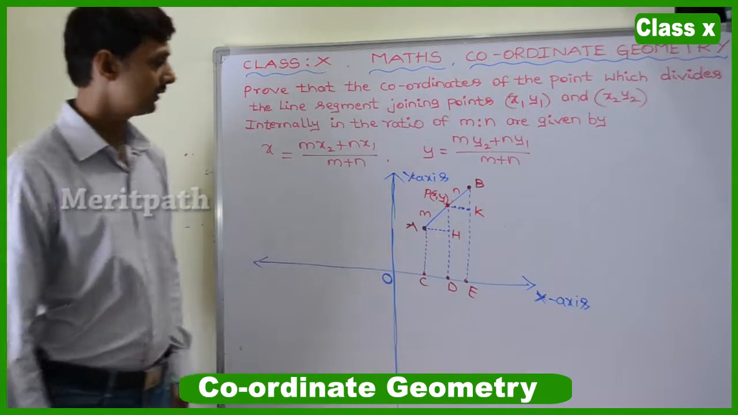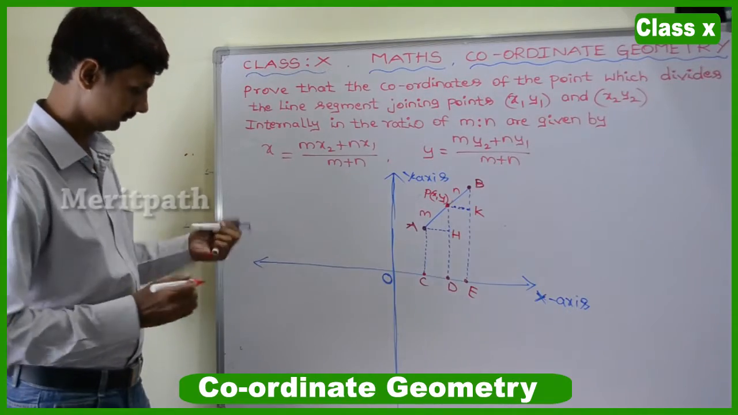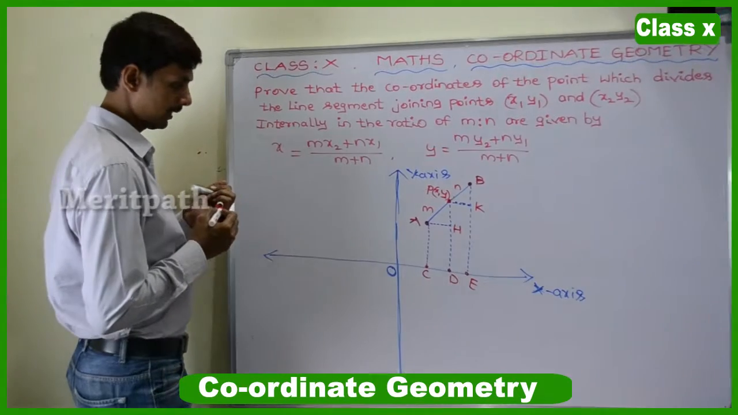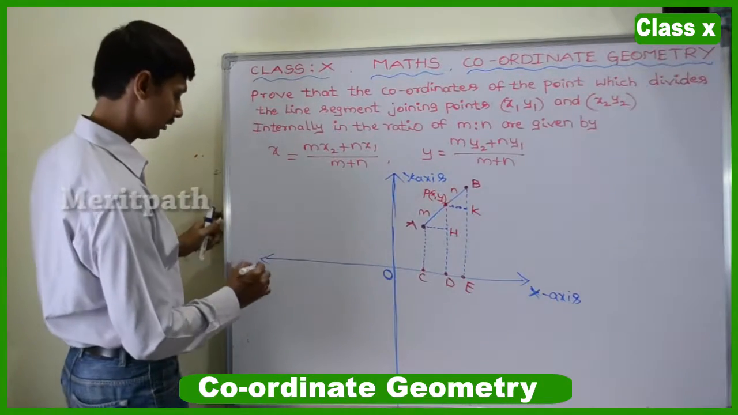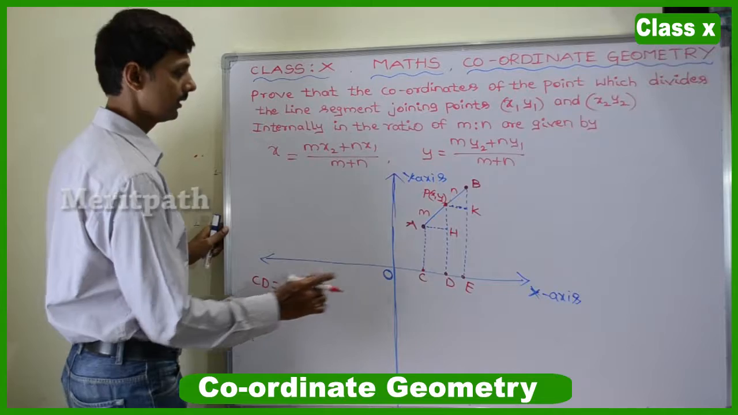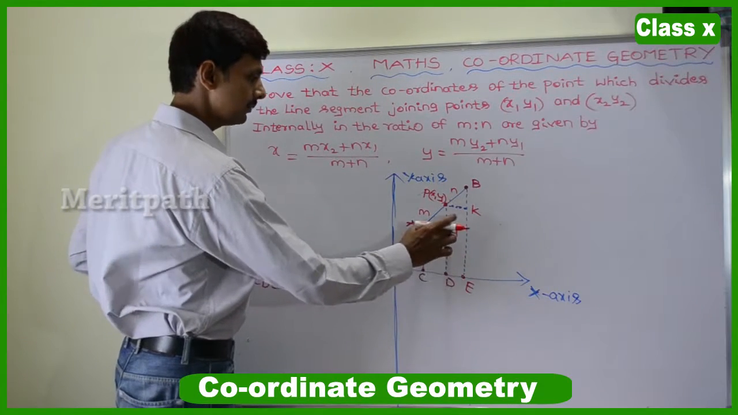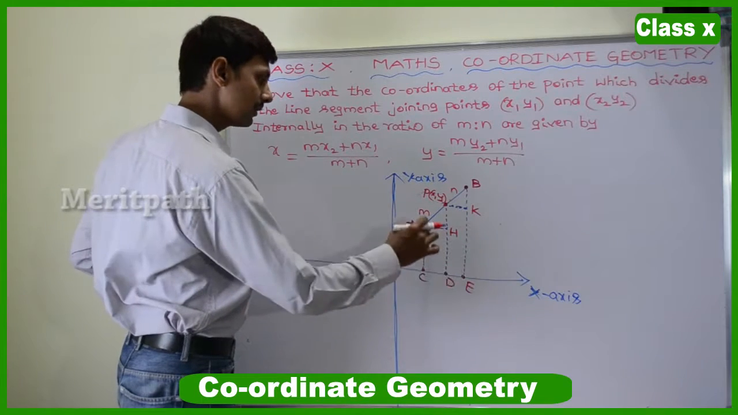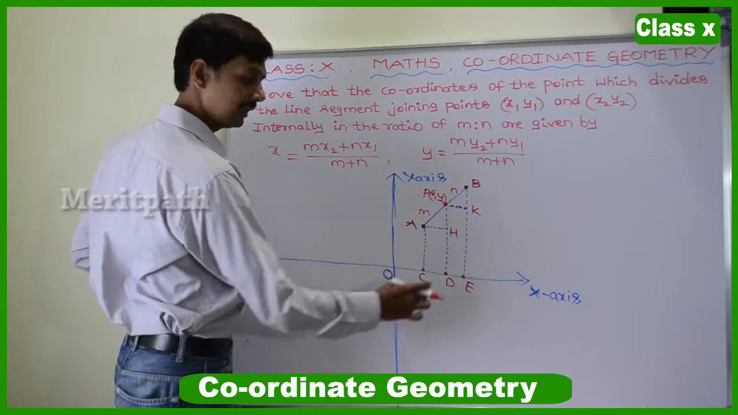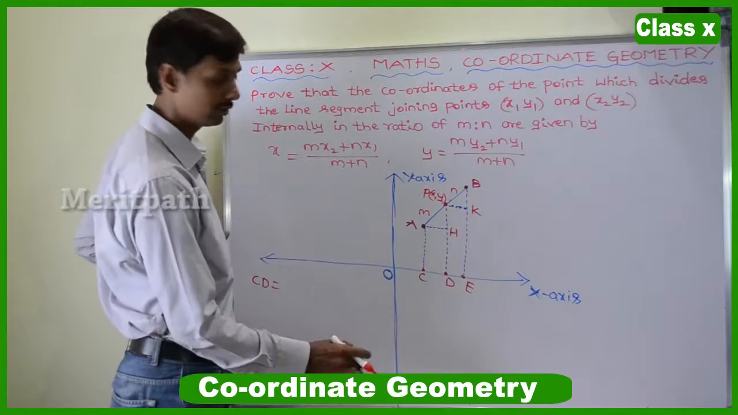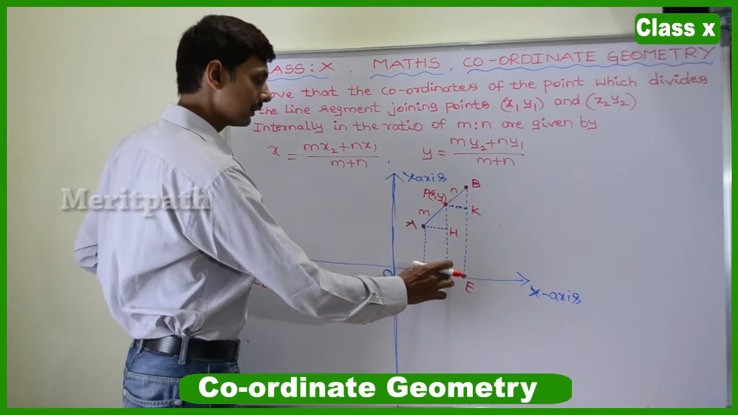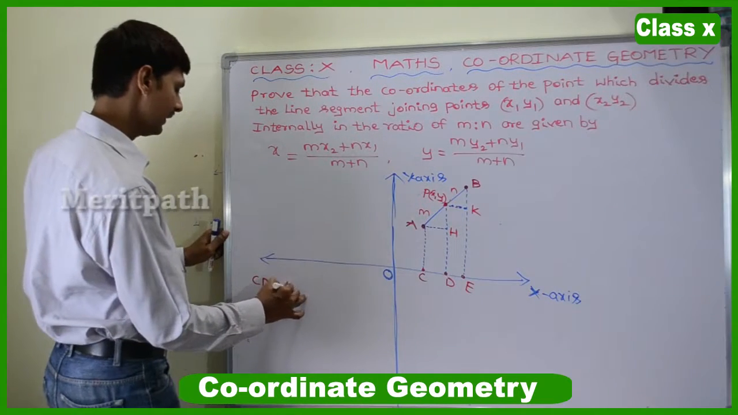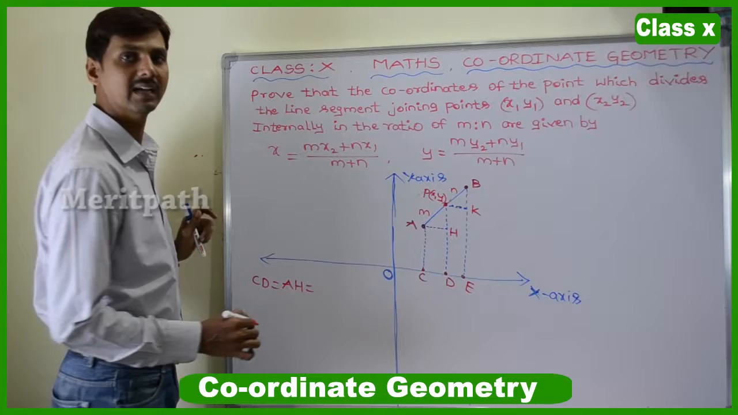So now let us take the names of these. When we draw perpendicular lines from P to OX and A to OX, the two lines become parallel to each other. Then CD is a line segment, and it is equal to AH. So CD is equal to AH.